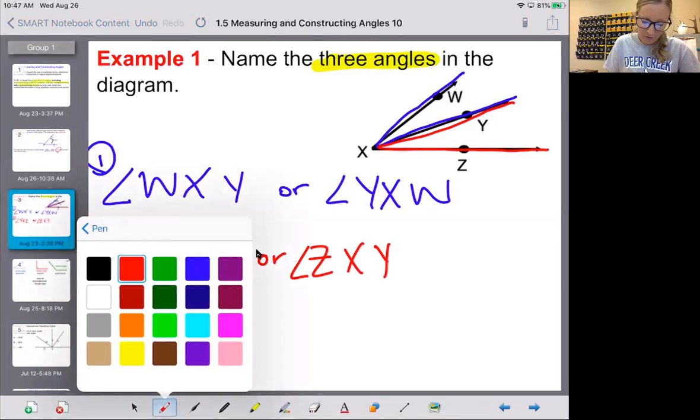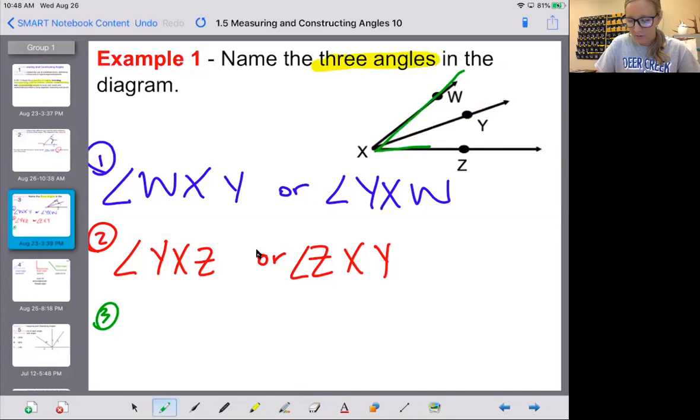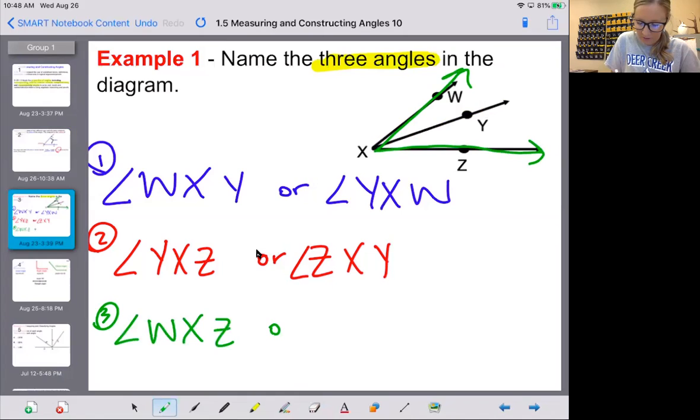All right, we need our third angle. Anyone see that angle there? Our third angle is actually the big angle. The larger angle here, that angle we would call angle WXZ, or you could name it angle ZXW.